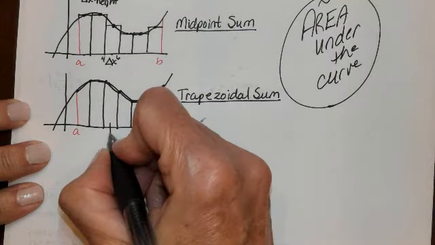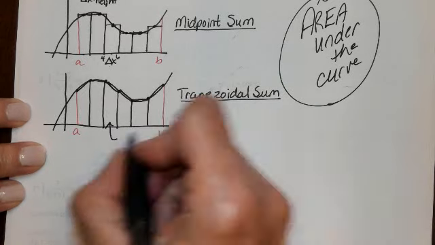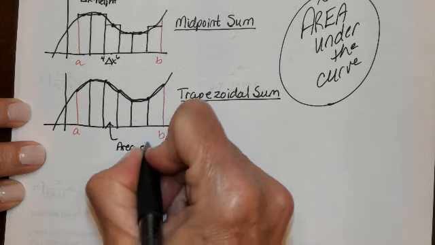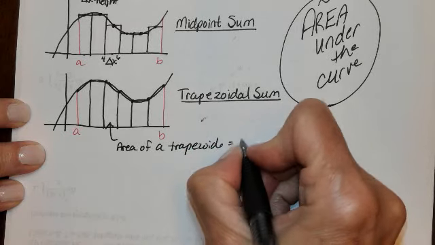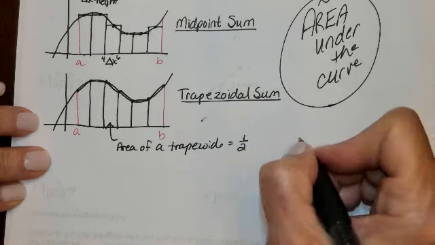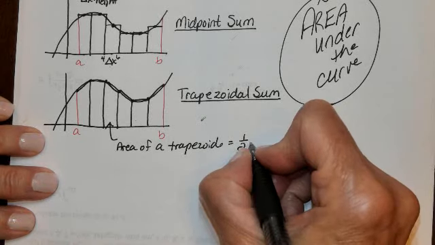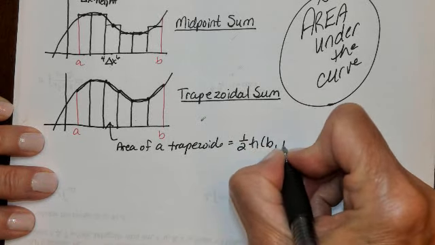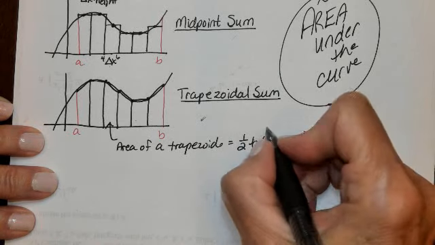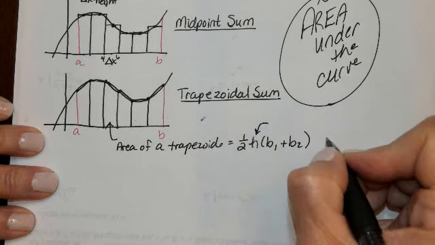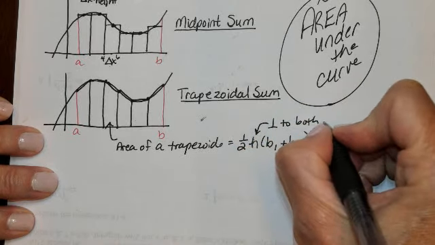Now, for the trapezoid, we don't use base times height. That's not the area of a trapezoid, right? For the area of a trapezoid, if you recall way back from geometry, I know you've slept since then, the area of a trapezoid is 1/2 the height times the sum of the bases. Where, if you recall from geometry a long time ago, the height is always perpendicular to both bases.